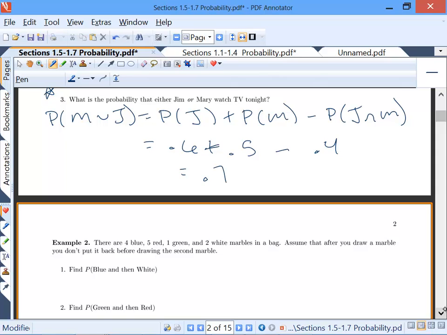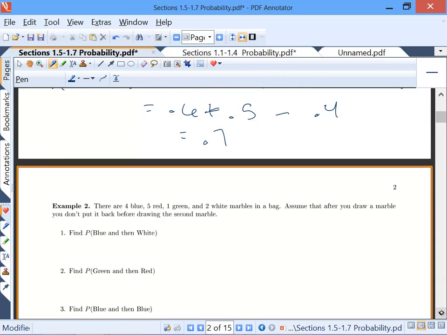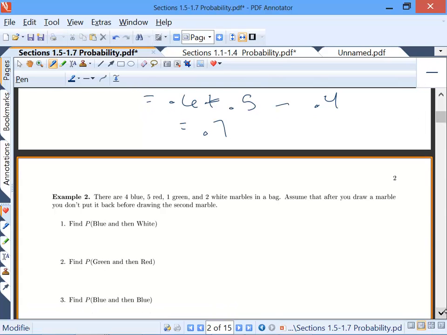So our next example is pretty typical. You've probably done problems like this in junior high or high school math classes without knowing you're doing the general multiplication rule. So there are 4 blue, 5 red, 1 green, and 2 white marbles in a bag. Assume that after you draw a marble, you don't put it back before you draw the second marble. So let's find the probability of getting a blue marble and then a white marble.